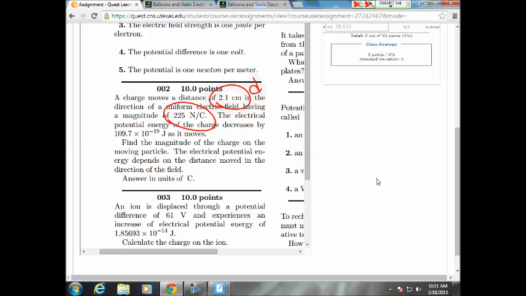And newtons per coulomb represents the strength of the electric field. 109.7 times 10 to the minus 19. That J stands for joules. So this is the work we've done, but specifically it's work in an electric field. Therefore, it is electric potential energy. And we are trying to find the magnitude of the charge.